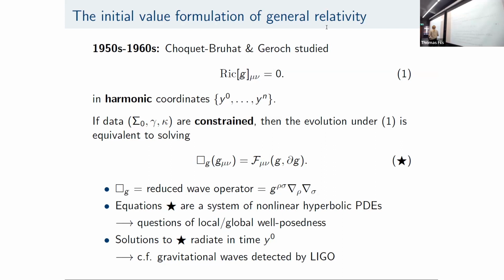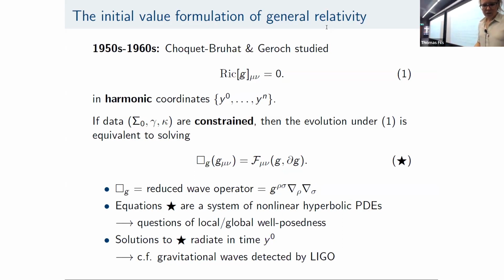And this is why LIGO, the gravitational wave observatory, detects gravitational waves. They're not detecting dissipation or something. They're not detecting another kind of propagation. It's wave propagation that it's detecting. And loosely speaking, this is where it's coming from.